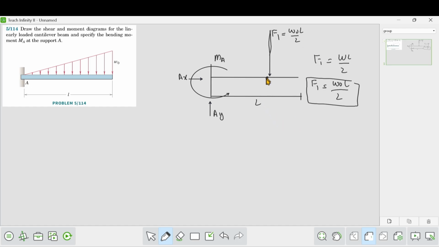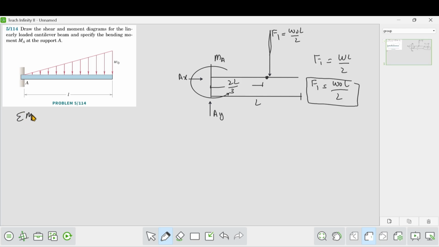Now at what distance from support A does this act? For the triangle, the distance from the tip is 2L divided by 3, and the distance from the other end is L divided by 3. So the lever arm is 2 times L divided by 3. We have found this length also. Now we can find the reactions and the moment.